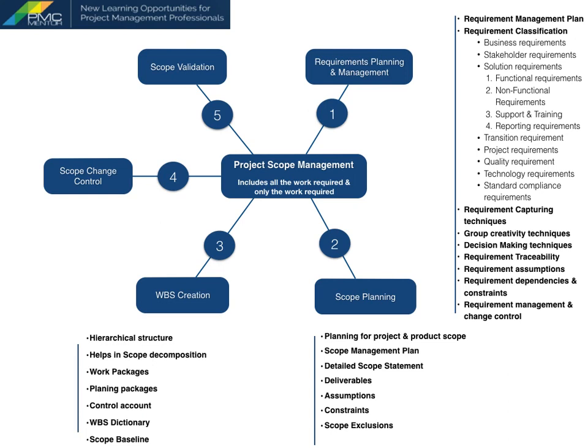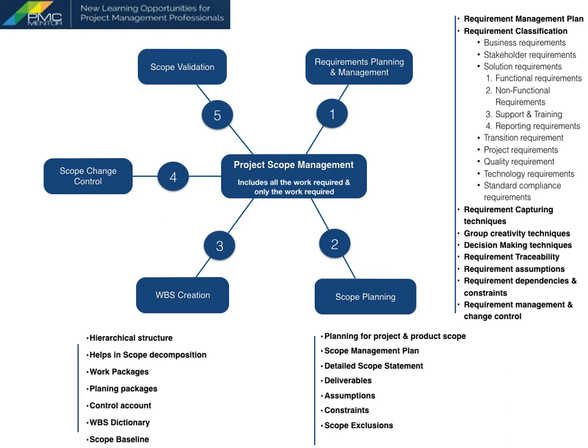A control account is a management control point, to compare planned versus actual cost for the purpose of performance measurement. A WBS dictionary provides detailed information about all WBS deliverables including description of work, assumptions, constraints, quality requirement, cost estimates, responsible organization, resources required, schedule milestones as well as acceptance criteria. The completion of WBS dictionary marks the completion of scope baseline.